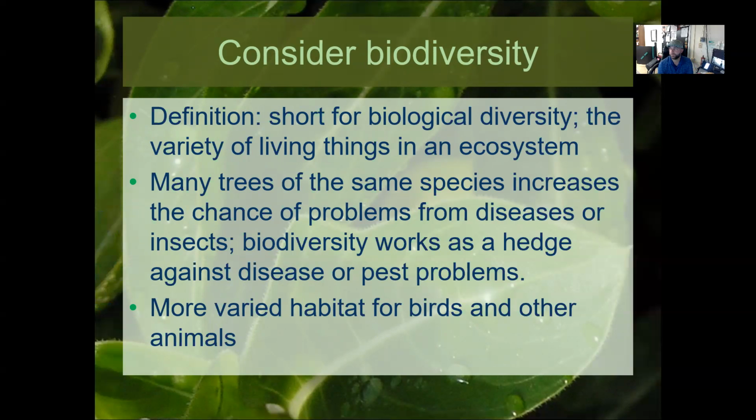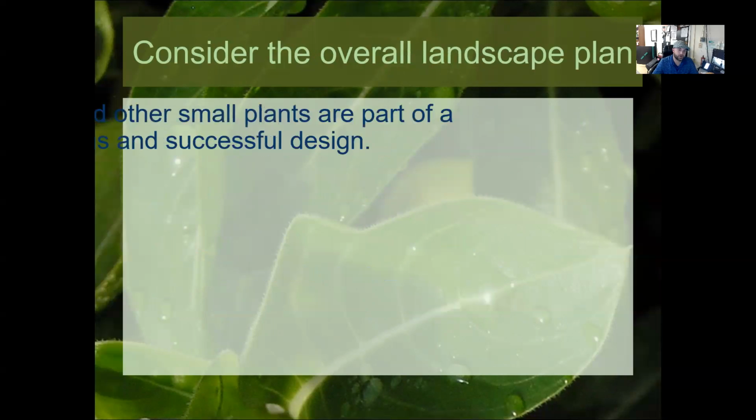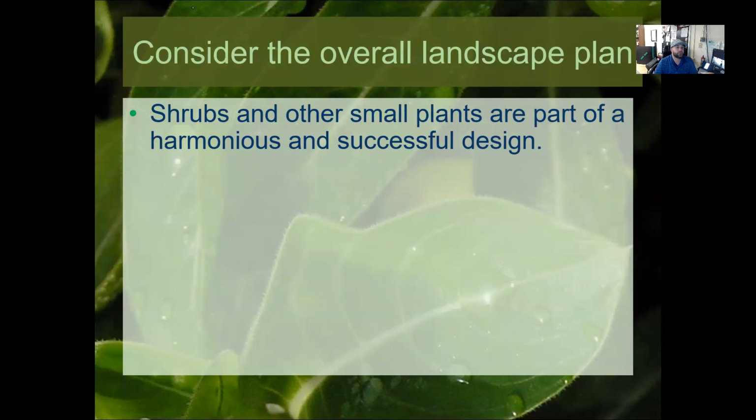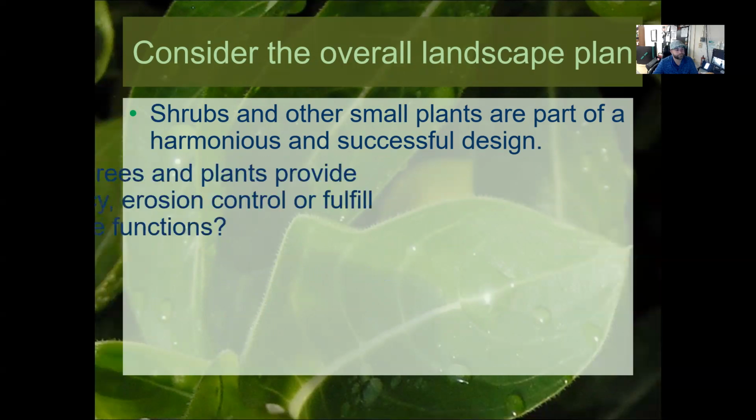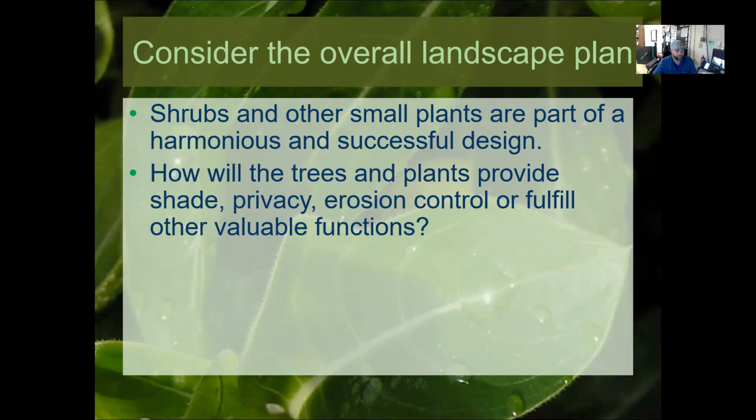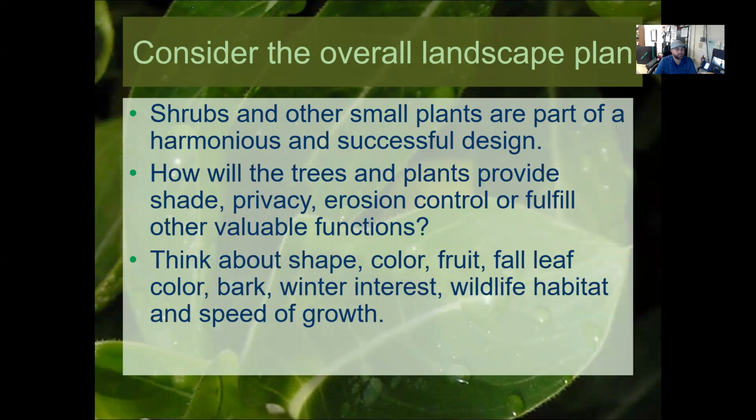For a little bit more on biodiversity, make sure you check back on a few of my previous lessons because we go in depth on those as well. So consider the overall landscape plan. Shrubs and other small plants are part of a harmonious and successful design. How will the trees and plants provide shade, privacy, erosion control, or fulfill other valuable functions? And think about shape, color, fruit, fall leaf color, bark, winter interest, wildlife habitat, and speed of growth.